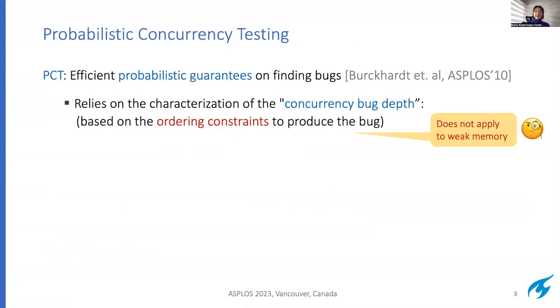A promising idea is to apply probabilistic concurrency testing, PCT, which comes with good guarantees on the probability of finding bugs. The guarantees of PCT rely on its characterization of concurrency bug depth, defined based on the scheduling ordering constraints to produce the bug, which does not apply to weak memory behaviors.